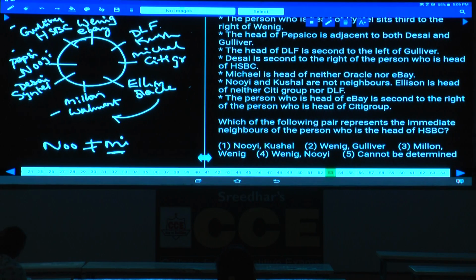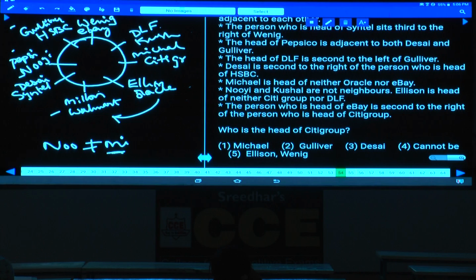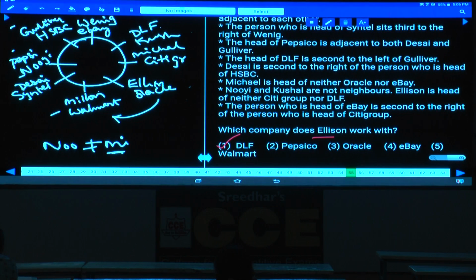Then question number 53. Which of the following pairs represents the immediate neighbors of the person who is HSBC? Nui and Weeing, that is choice 4. Then question number 54. Who is the head of City Group? Michael is the head of City Group, that is choice 1. Then question number 55. Which company does Elysian work with? Elysian works with Oracle, that is choice 3.